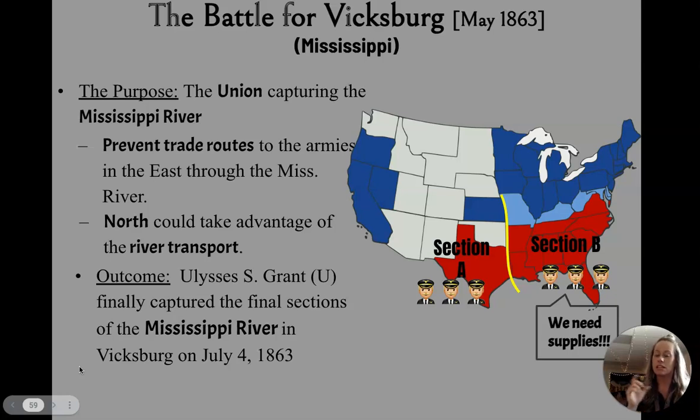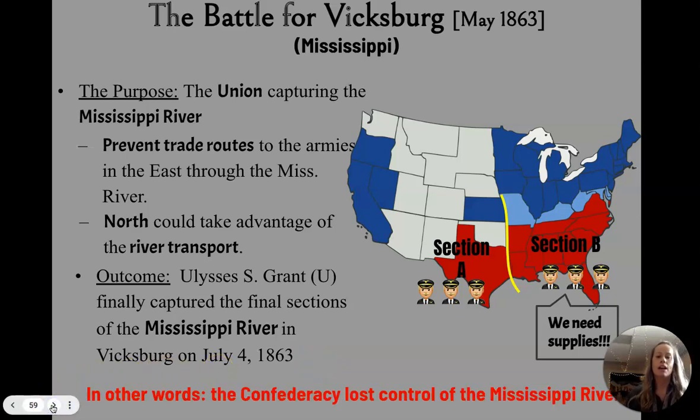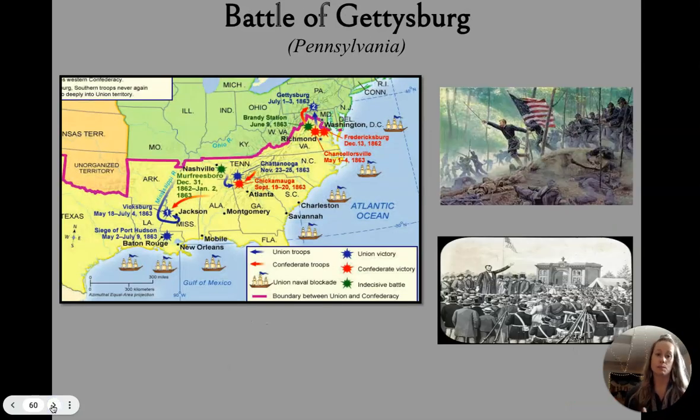Ulysses S. Grant, remember, he is the general. You also have McClellan. We don't really talk about him much, but he's going to show up on your test. They finally are going to be able to capture that part of the Mississippi July 4th of 1863, Independence Day. And that makes the Confederacy lose control of the Mississippi, really starting kind of their downward spiral of losing this war. And we have the Battle of Gettysburg.